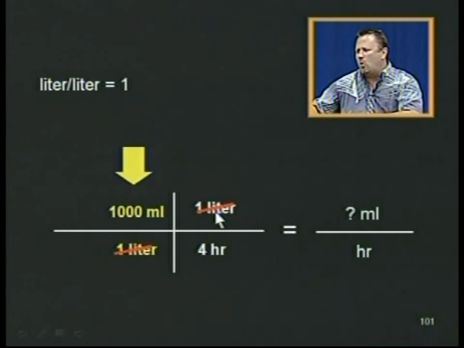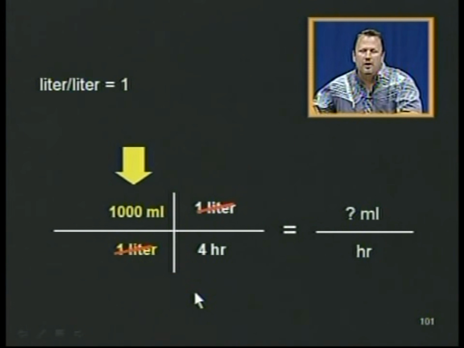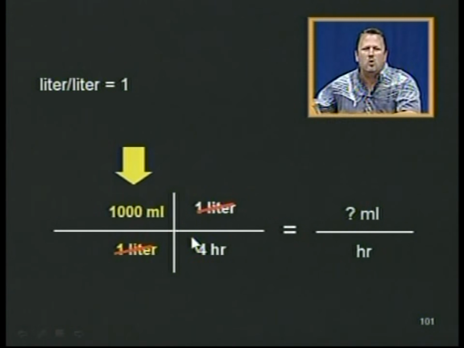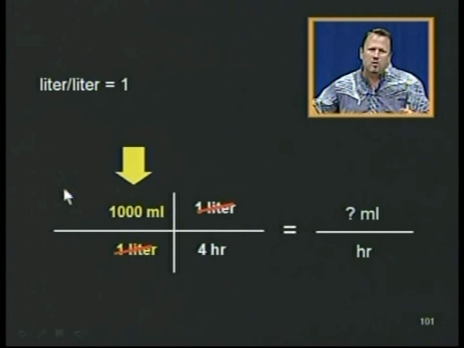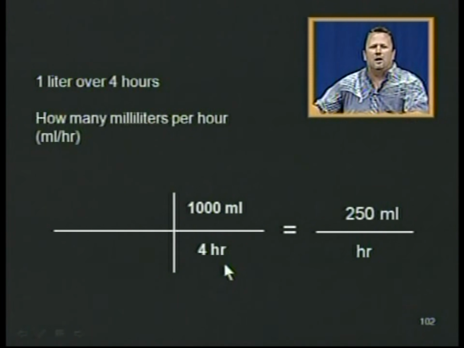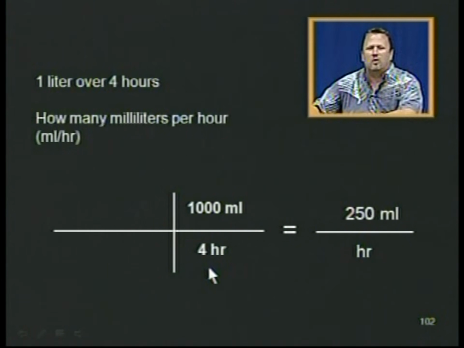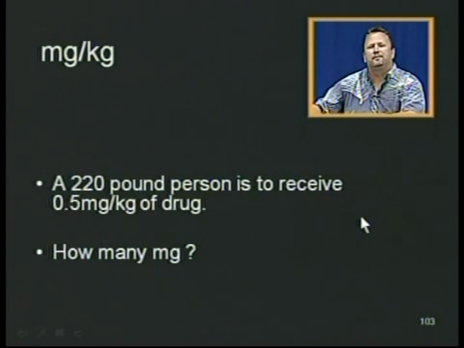And it doesn't matter if the 1 liter over 4 hours is in this position and the 1,000 milliliters is over here. A times B is equal to B times A. 3 times 2 is equal to 2 times 3. So these don't have to be in any specific order. I lay them out in this order because this makes sense to me, and then they're laid out in the order that most other people tell you to go. And so now we have 1,000 milliliters over 4 hours, which is the same thing as 250 milliliters per hour, because 1,000 divided by 4 is 250.